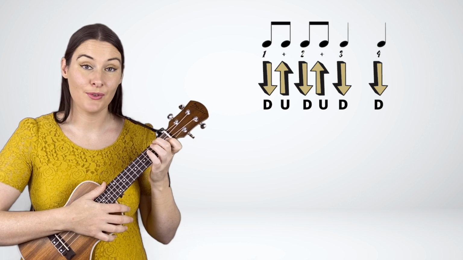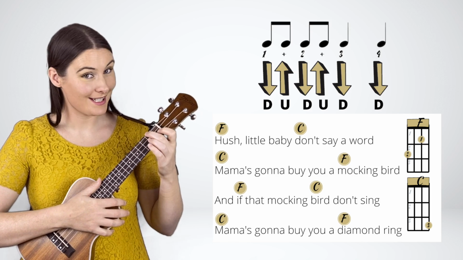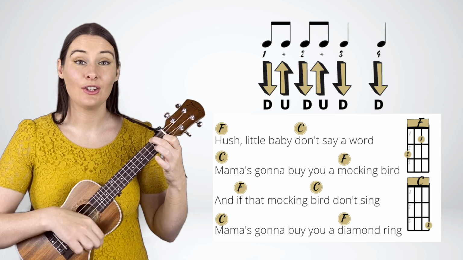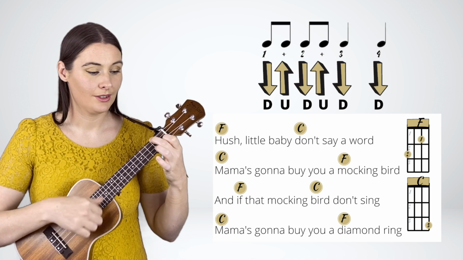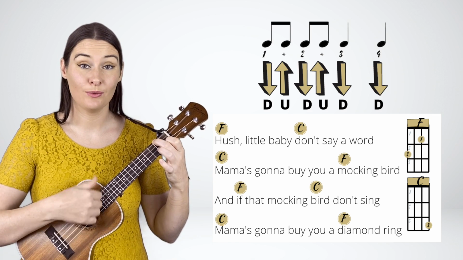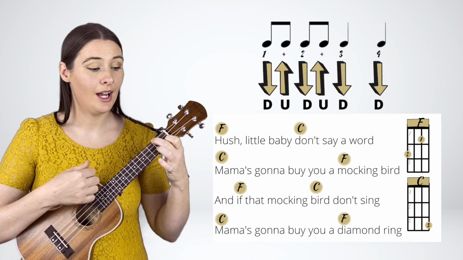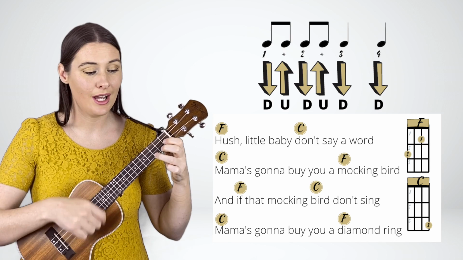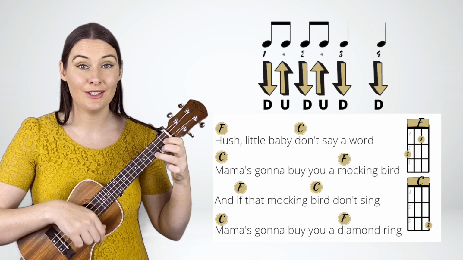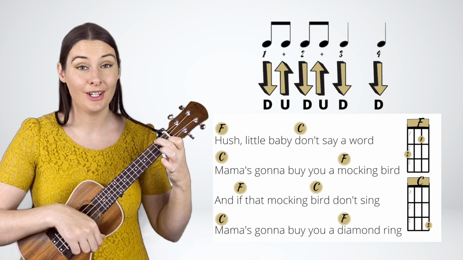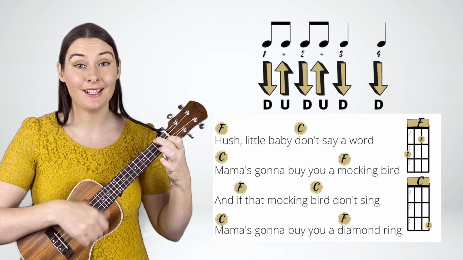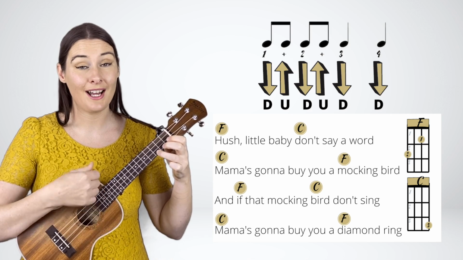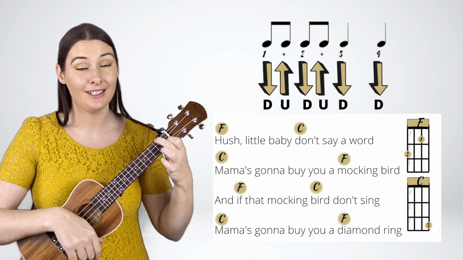We're going to practice rhythm 4 with Hush Little Baby that we learnt in the second lesson. So we've got down, up, down, down, starting on F. You ready? 1, 2, 3, 4. Hush little baby, don't say a word. Mama's gonna buy you a mockingbird. If that mockingbird don't sing, Mama's gonna buy you a diamond ring.